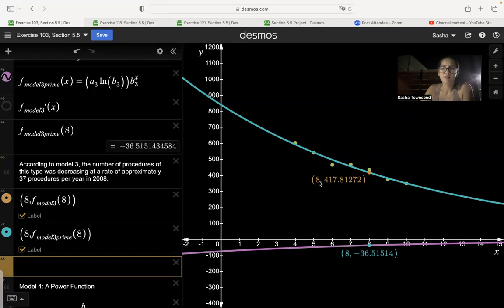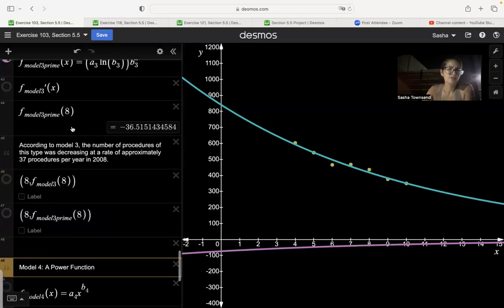So this says in 2008, there were 417.8 of these procedures done according to the model, or approximately 418 of those procedures. And the number of procedures of this type was decreasing at that moment in the year 2008 by about 37 procedures per year.